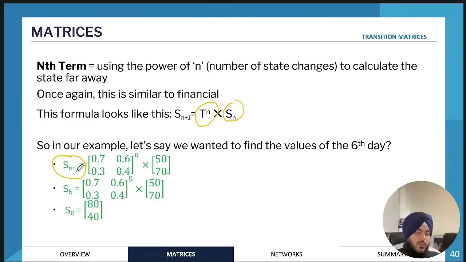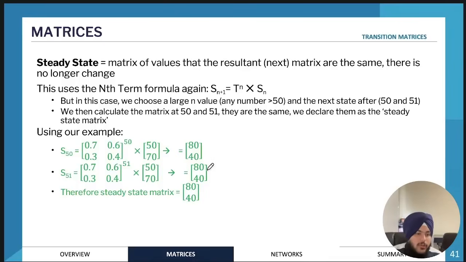So for example, here we want to find the number of people on the 6th day. So that will be S to the power of 6, which is equal to the transition matrix to the power of 5 times the initial state matrix. Again, you would do this on your CAS. So very straightforward.